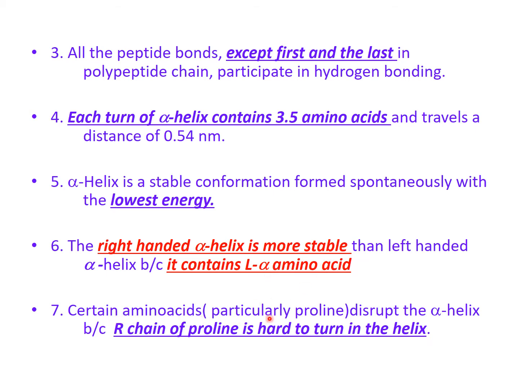Certain amino acids, particularly proline, disrupt the alpha helix because the R chain of proline is hard to turn in the helix. Other amino acids, like acidic amino acids such as glutamic acid and aspartic acid, also disrupt the alpha helical structure. Similarly, basic amino acids like arginine also disrupt the alpha helix structure.